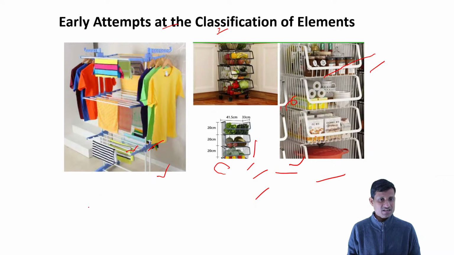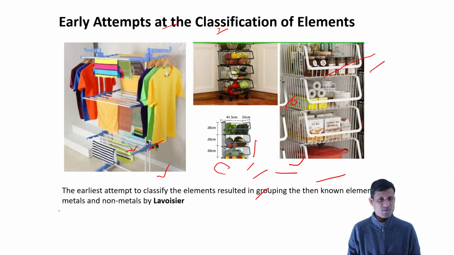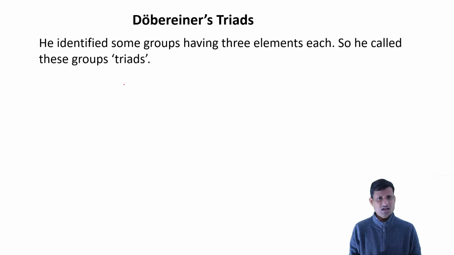To make the periodic table, an early attempt was made by Lavoisier, who first said that elements could be classified into two categories: one is metal and the other is non-metal. This is where it started. When we knew only a few elements, he classified them so that one category would be metals and the other would be non-metals. Then it continued with Döbereiner.